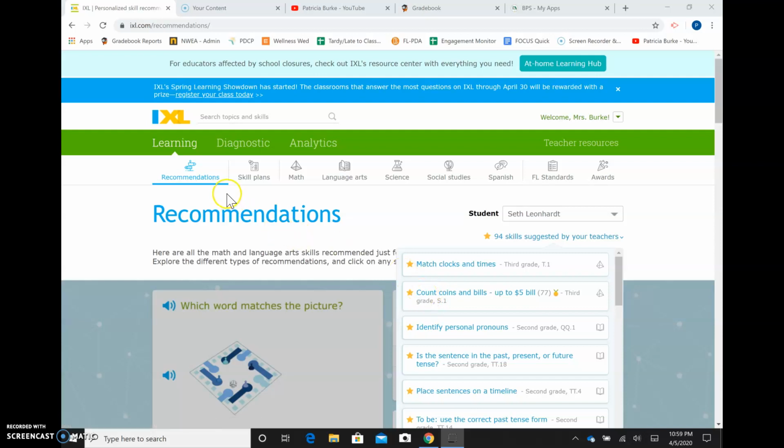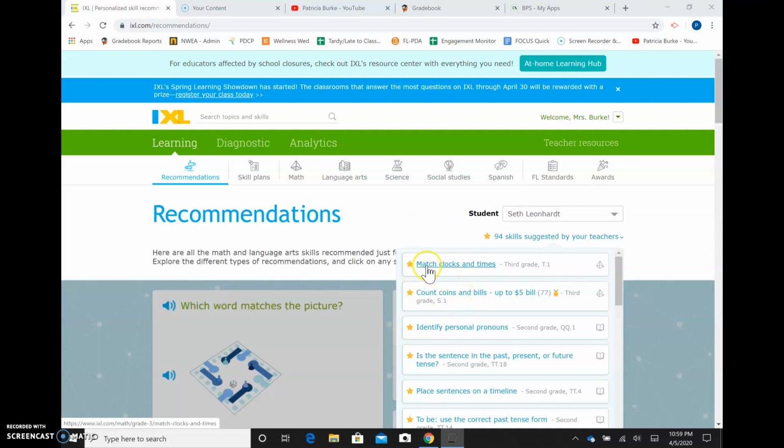Remember, you're going to IXL, and under recommendations, over here is the gold star and skills suggested by your teacher. Looks like someone suggested a whole lot of English skills for you, but I'm only going to give you a video about math because I am your math teacher. So I want you to continue count coins and bills up to $5 because we want this SMART score here to be above 80. So keep working at it, okay? You're doing really well. I can see you're putting a lot of effort into this assignment.